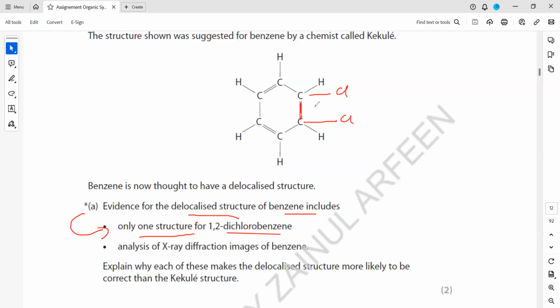Because according to Kekulé's model, benzene should undergo addition reaction. But actually what happens? It undergoes substitution reaction. And when it has a substitution reaction, it means there is a delocalized electron system, because delocalized electron systems support substitution reaction rather than addition reaction.